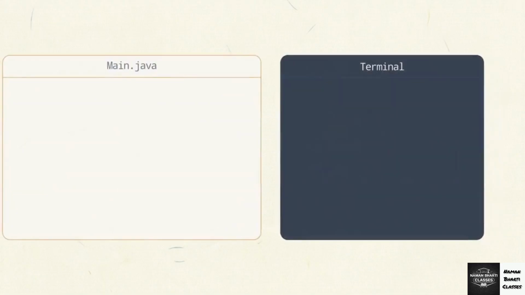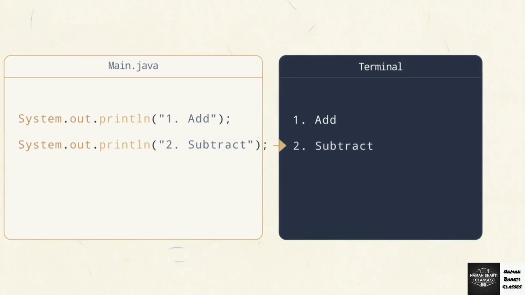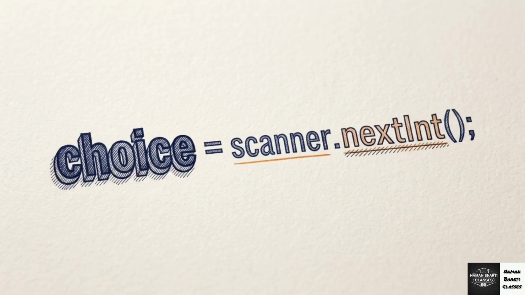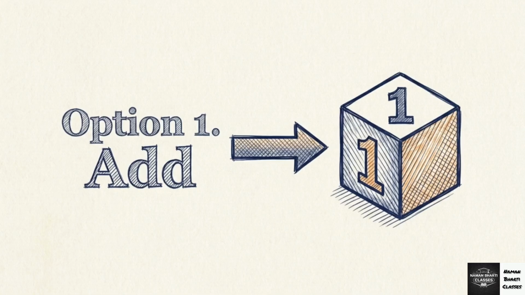Now the user needs options. We'll write out a block of print statements to display a numbered menu, offering choices 1 through 4 for add, subtract, multiply, and divide. Finally, we capture their selection by assigning our choice variable to scanner.nextInt. This text-based menu serves as the bridge between human intent and machine logic. It translates what the user wants to do into a specific integer our program can act on.